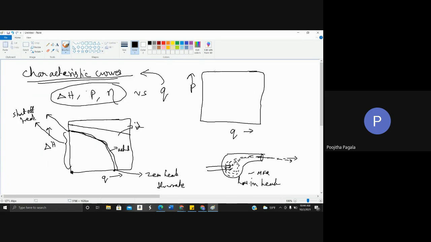Now let us look at power. We know that if you want to pump higher flow rate, you'll require more power. So the power is going to increase. And there is something called, I'll sketch two powers. This first power is the total power. And this is the power delivered to the fluid.